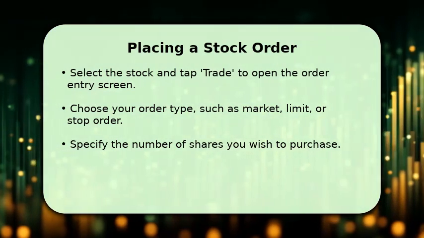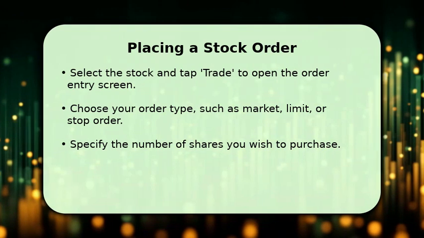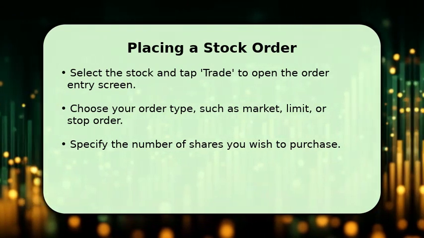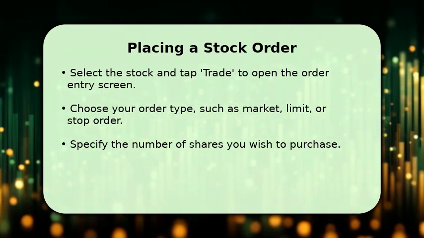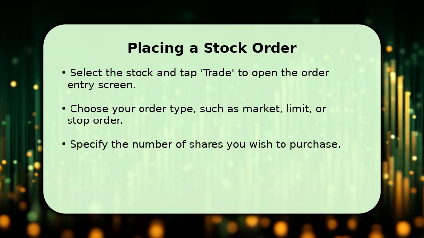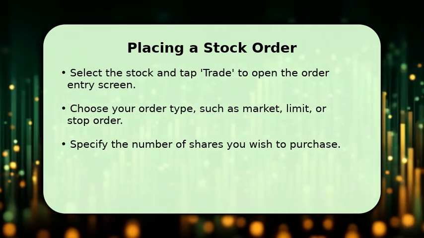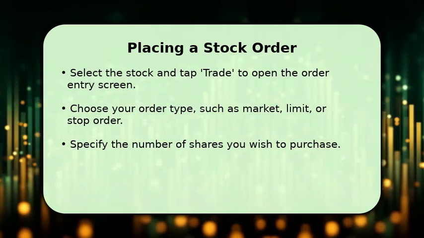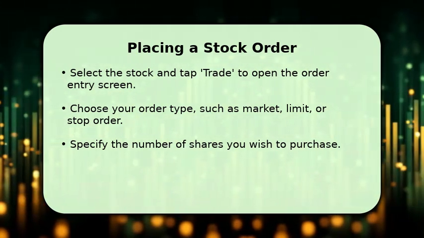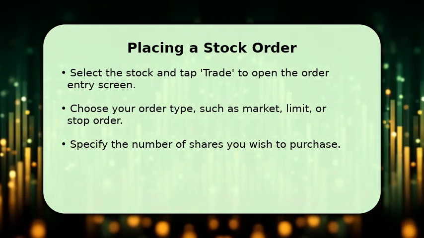After selecting a stock, tap the Trade button to bring up the order entry screen. Here, you'll choose your order type. A market order buys at the current best available price, while a limit order lets you set a specific price. Then, simply enter the number of shares you want to purchase. Remember to consider your investment goals.